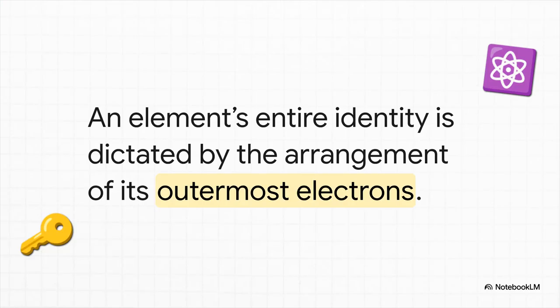It's really this simple. An element's entire personality, whether it's shiny, how it reacts, if it's a solid or a gas, absolutely everything is decided by how its electrons are arranged. Specifically, it's about those outermost electrons, the ones we call valence electrons. They're the real currency of the chemical world.